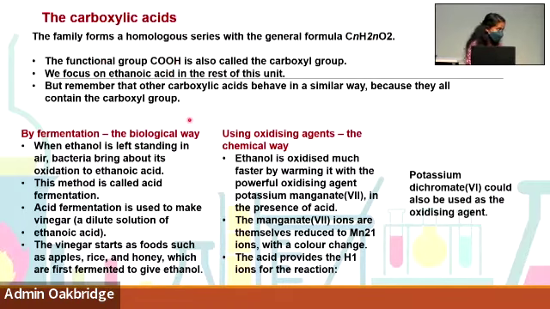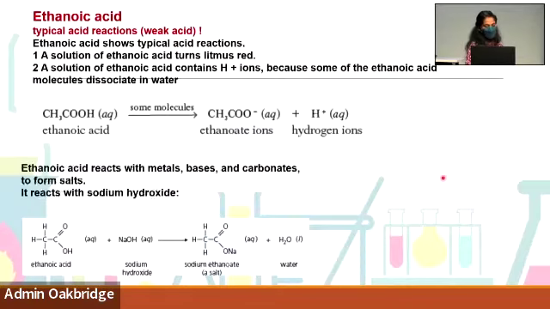Okay. Again, there are two ways to create carboxylic acid. One by fermentation, another one by adding an oxidizing agent. Our main focus of oxidizing agent will be potassium dichromate. Okay, potassium dichromate is our oxidizing agent. Ethanoic acid. Ethanoic acid is what?